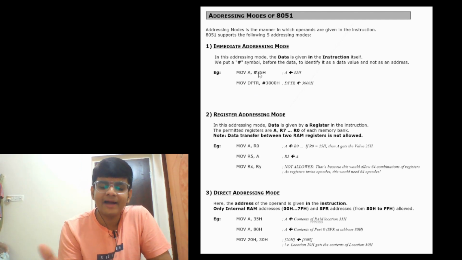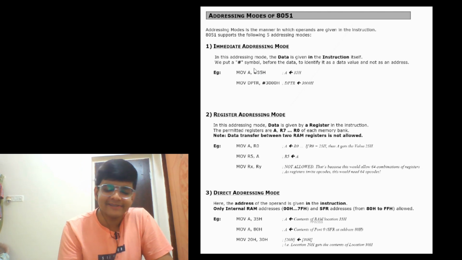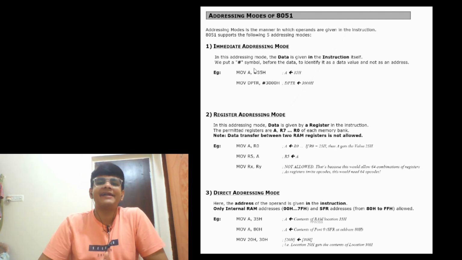35 is the parcel. Many times you will have a destination and a source, but in this immediate addressing mode we will have the destination and the parcel itself. That's why it is called an immediate addressing mode. We have not given an address in the instruction.